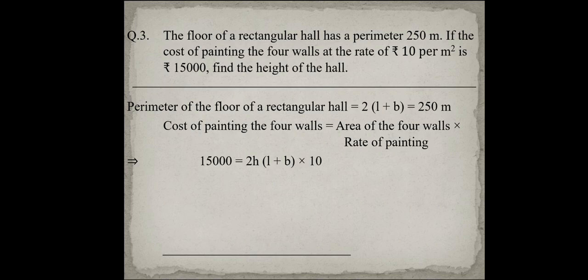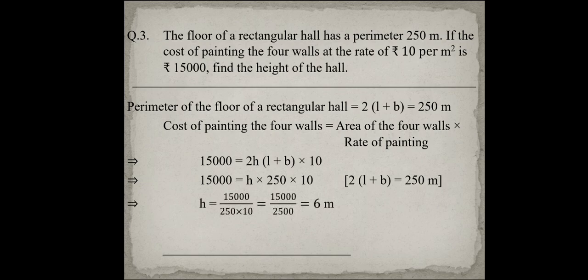And the rate of painting is 10. So here 15,000 equals h into 250 into 10. So we can find h. H means the height of that room, equals 15,000 upon 250 into 10, which equals 6 meter. So the height of the room is 6 meter.